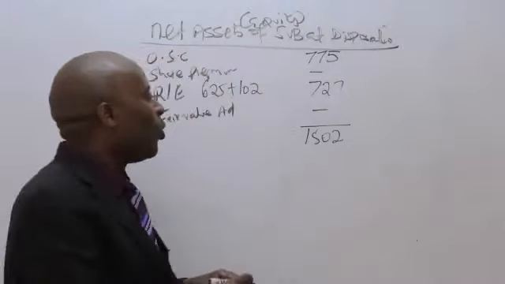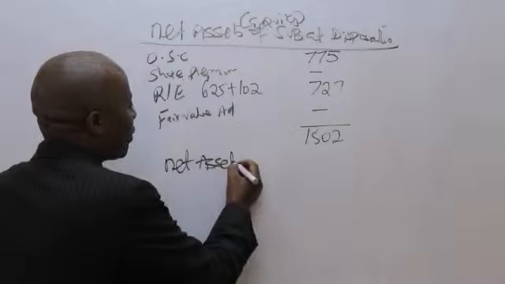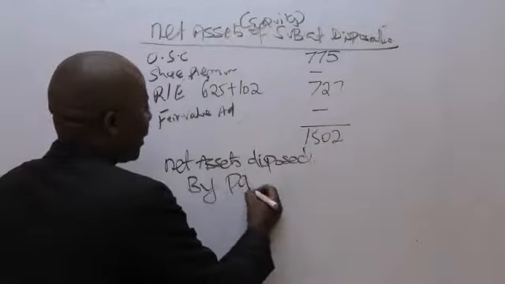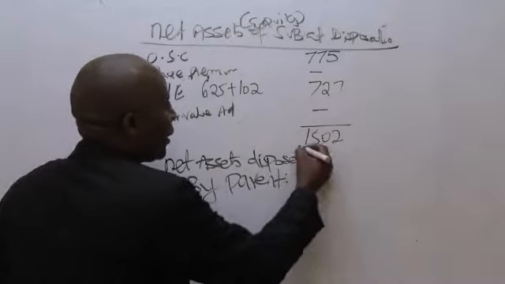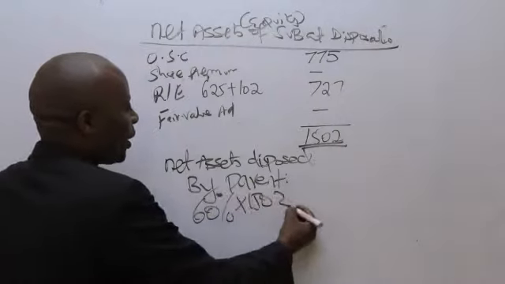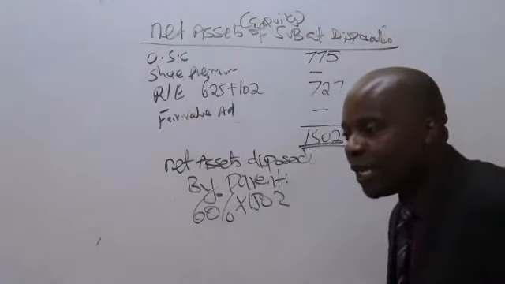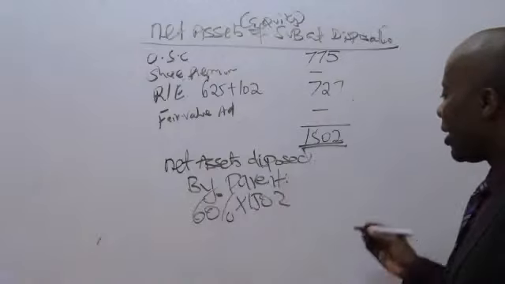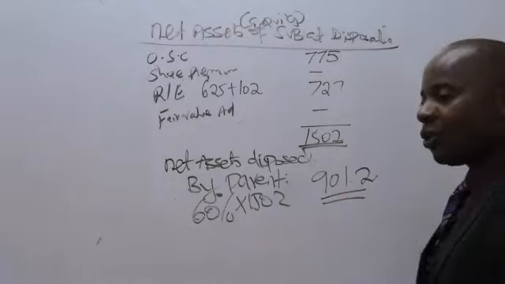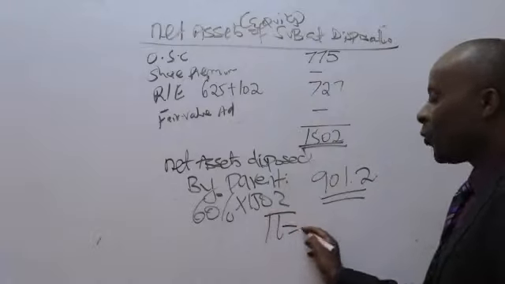So in this case, look at the net assets disposed by the parent. The net assets disposed by the parent will be 60%, its share, of this 1502. Is there anybody who can give me 60% of 1502? So already they have a figure of 901.2.